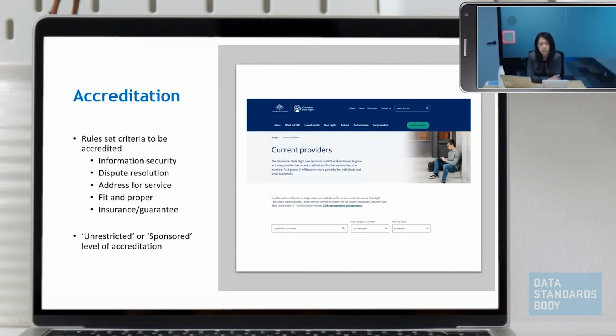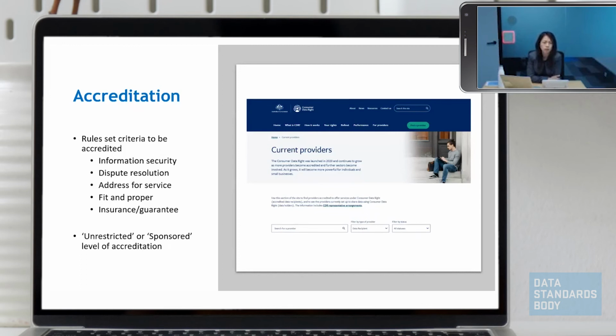My next slide talks about accreditation. So I'll touch on this very briefly. Like I said, accredited providers can be found on the cdr.gov.au website, and the register is administered by the ACCC. It's important to note that the rules set out the criteria to be accredited, and it's a pretty high bar that we expect. There are information security requirements, dispute resolution requirements. Of course, there has to be a way to provide service of address. There's a fit and proper person test, and then also insurance and guarantees to make sure that you've got proper protections in place and backups if anything goes wrong.